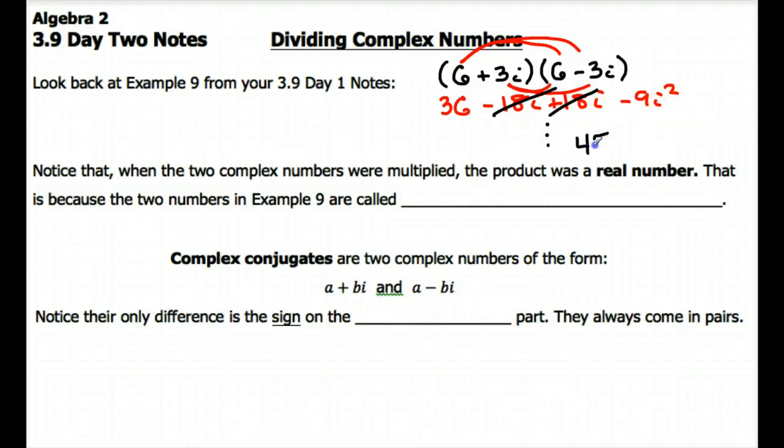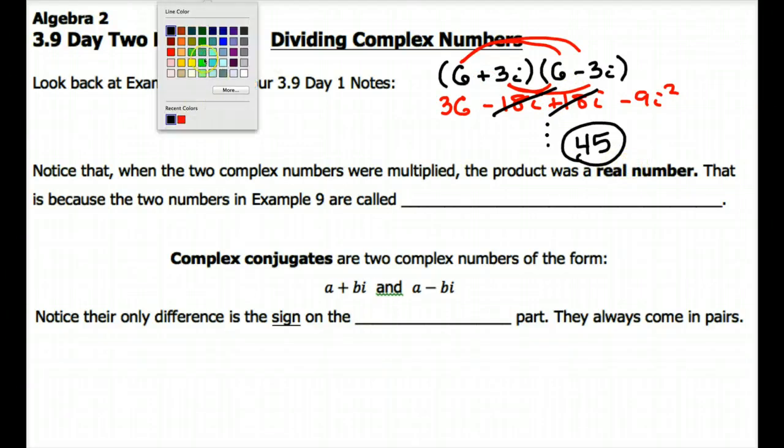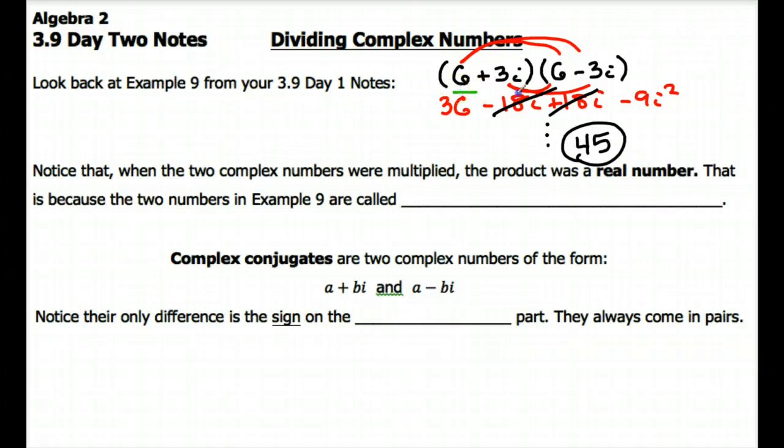we got just the answer 45. Well, I told you at the end of that video that sometimes when you multiply two complex numbers together, you get a real number, as we did in example 9. The reason is because these two complex numbers in example 9, the 6 plus 3i and the 6 minus 3i, are what we call complex conjugates.